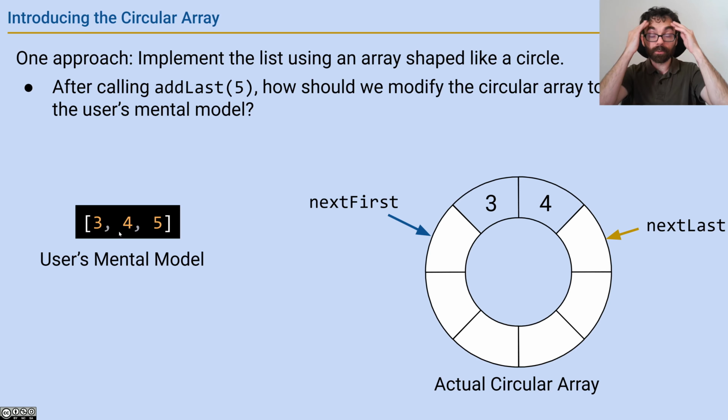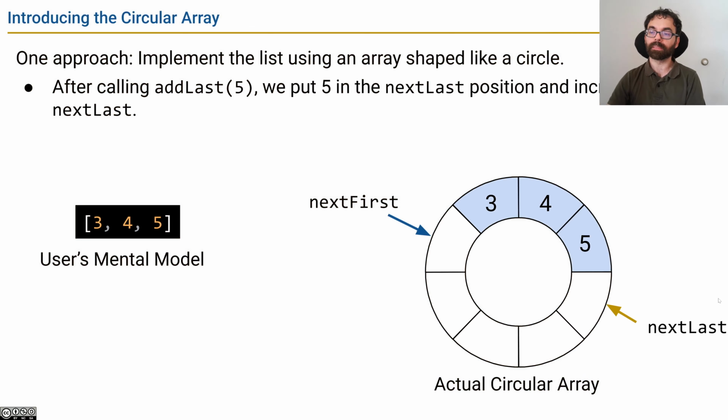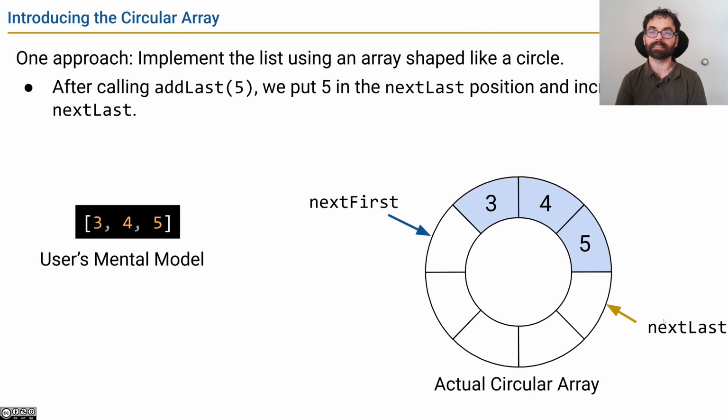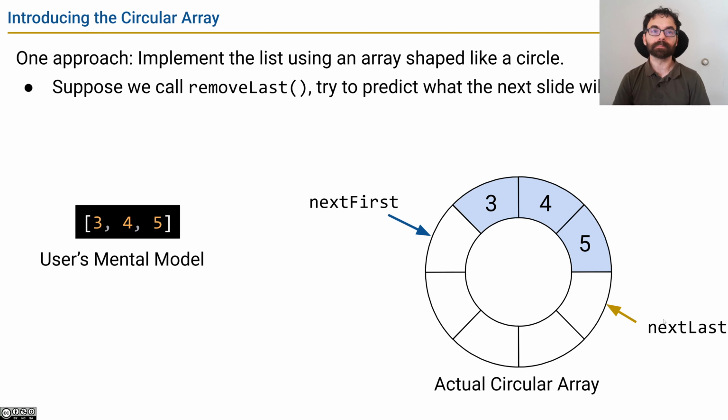Well, in that case, the user is imagining that this list I have, this abstract object 3, 4, now has a 5 at the end. So how do we affect this actual circular array? How do we change it? Okay, we increment this next last pointer, and then we change this value to a 5. Or maybe it's better to say it the other way around. We put the 5 where next last used to point, and then we increment next last. Okay, so that's the idea of a circular array.